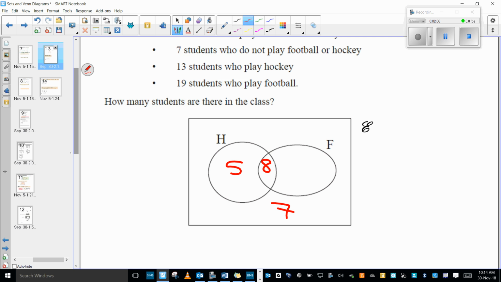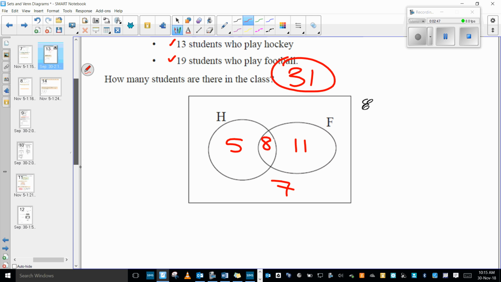Okay? So, I've then got 19 students who play football. Jimmy? So that would be 19 minus 8, so 11. Good. And then obviously the question says how many students are in the class, so you would now add up all of those numbers. If you'd added up these two numbers, you wouldn't have got the right answer, because obviously there are people who play both, and there's obviously people who don't play either. So we've got 8 plus 11, 24, 31. So there are 31 people in the class. Yes?